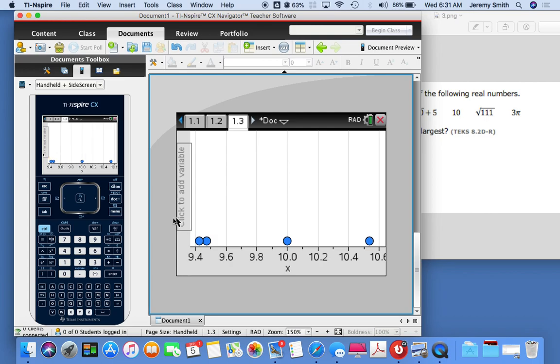And remember, sometimes in mathematical terminology, they may use descending or ascending. Ascending is least to greatest, and descending is greatest to least.